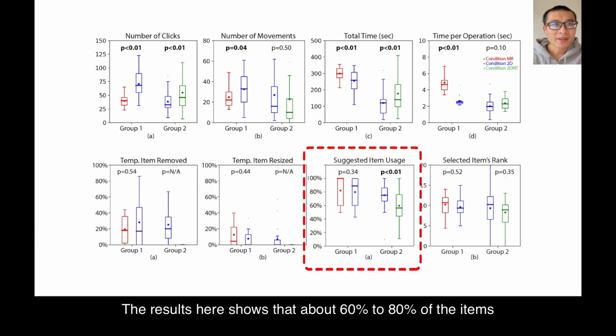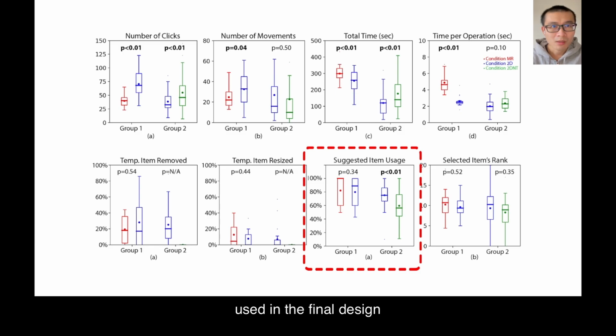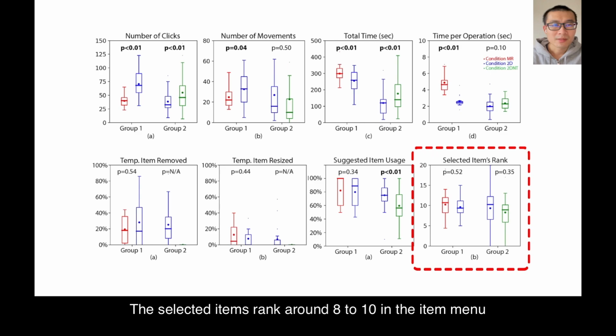The results here show that about 60 to 80% of the items used in the final design were chosen from the top 20 items suggested by the suggestion engine according to the criteria specified by the participants. The selected items ranked around 8 to 10 in the item menu. The participants tried to choose items that matched their specified criteria, but not in a very strict sense.